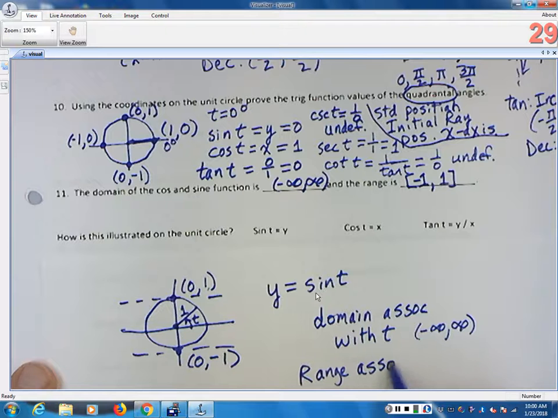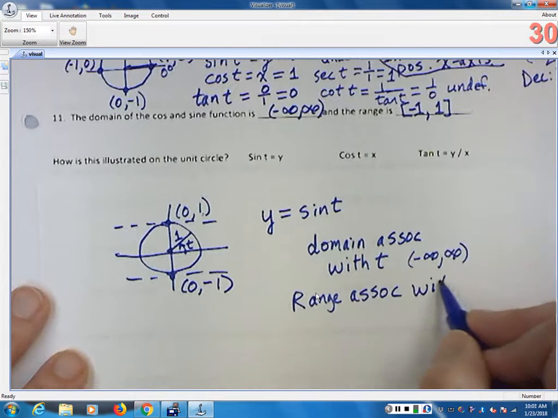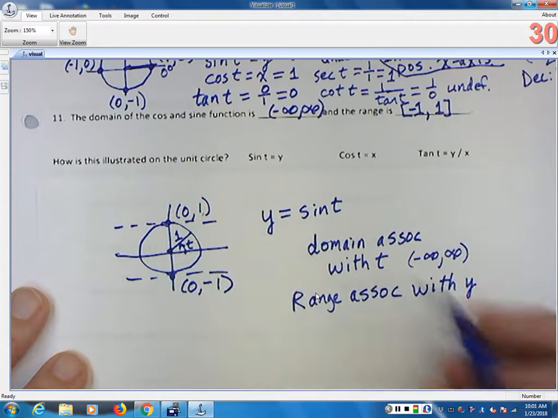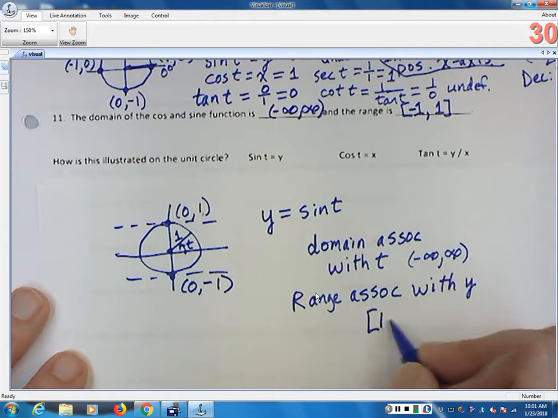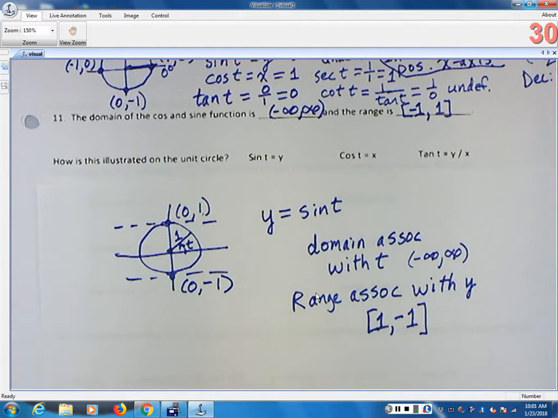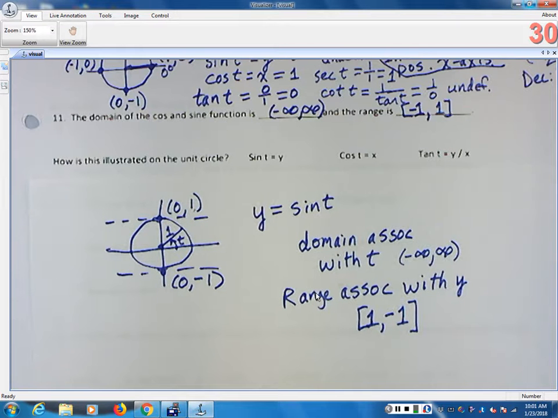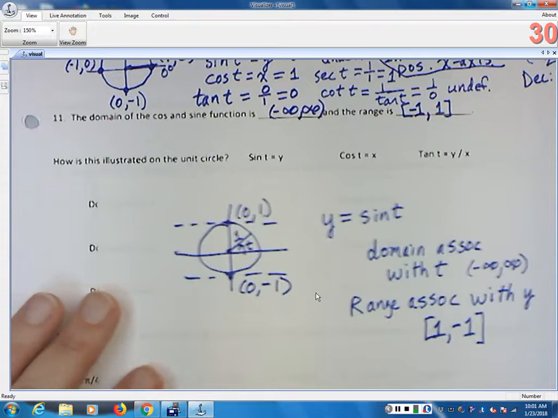Associated with y. And our y value is going between 1 and -1, but it includes those values, so it's -1 to 1. And that's that. So you can look at the unit circle and try to figure those out. It's also illustrated in your textbook. And I have these built-in notes posted.